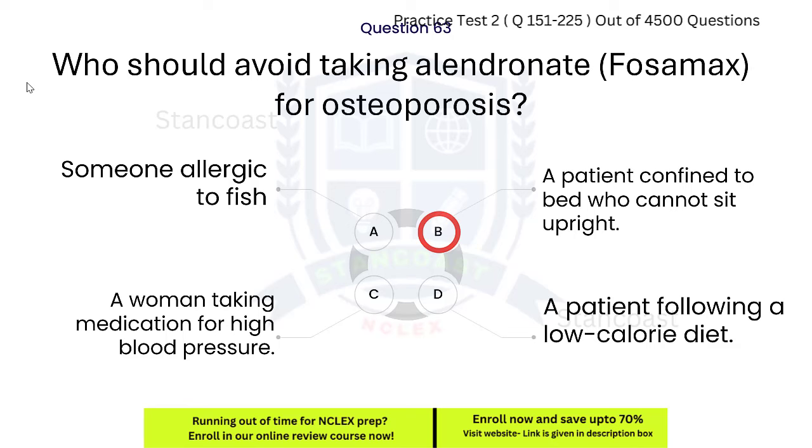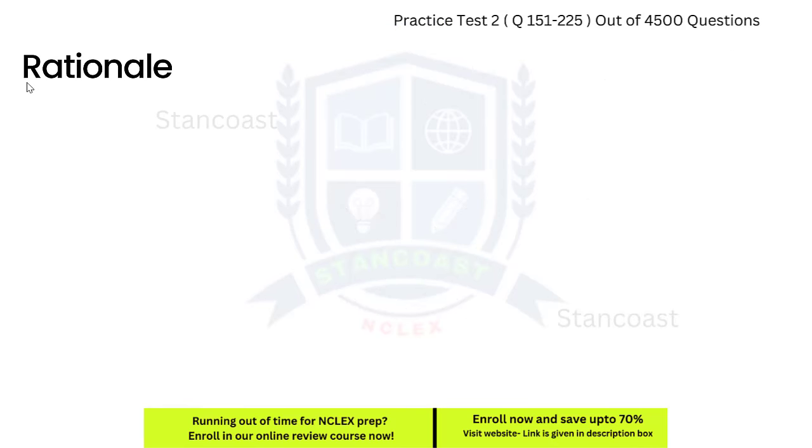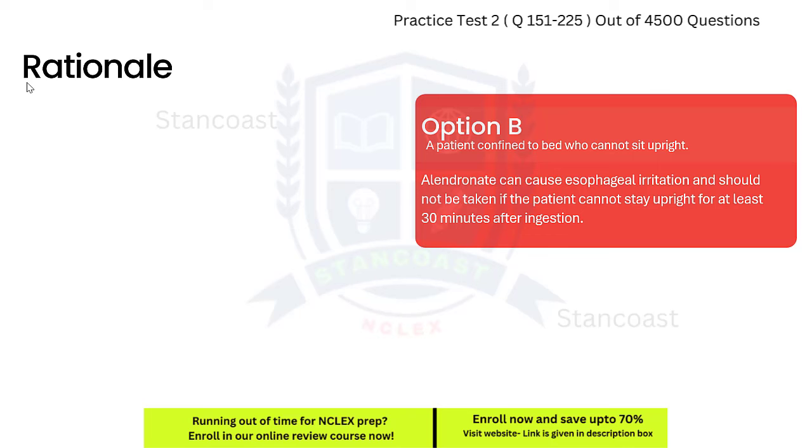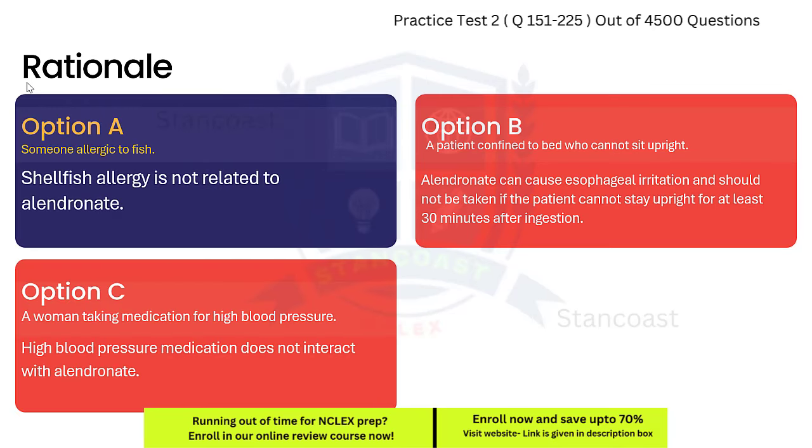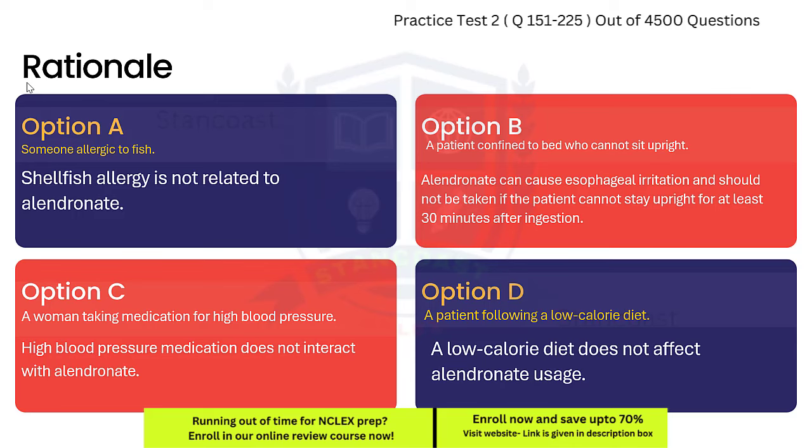The correct answer is B. A patient confined to bed who cannot sit upright. Alendronate can cause esophageal irritation and should not be taken if the patient cannot stay upright for at least 30 minutes after ingestion. Shellfish allergy, high blood pressure medication, and a low-calorie diet do not affect alendronate usage.